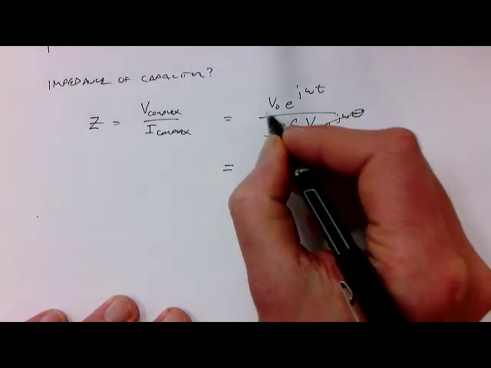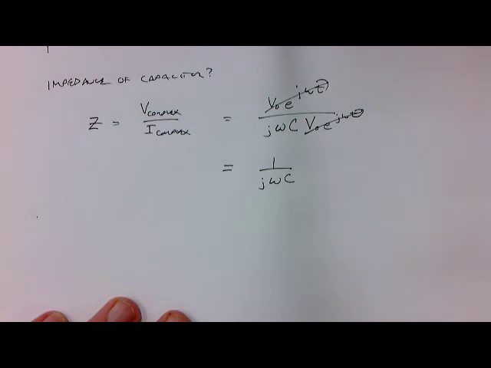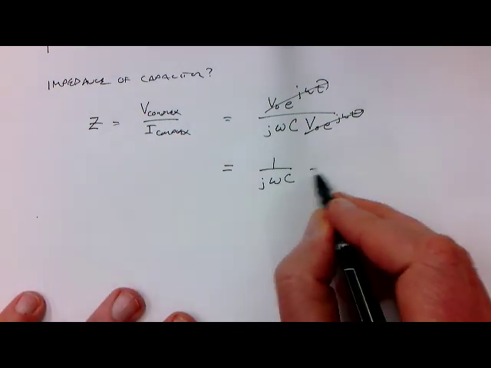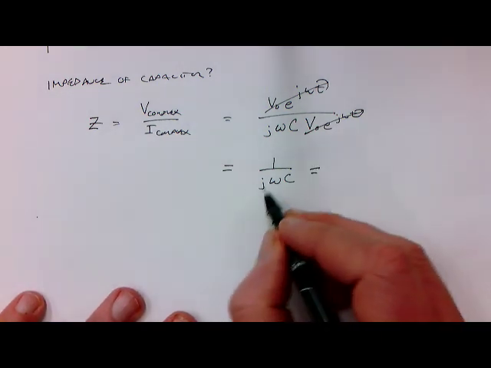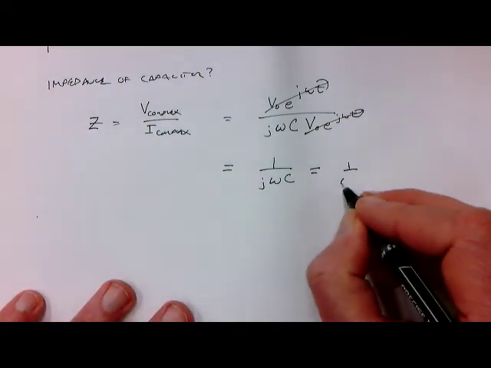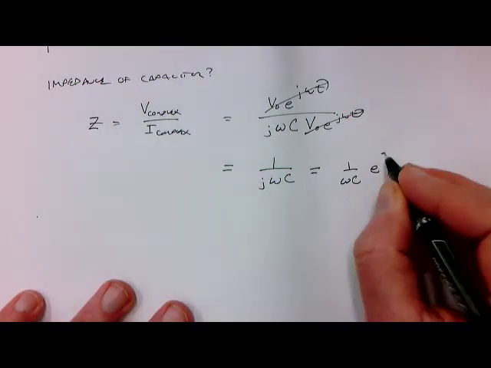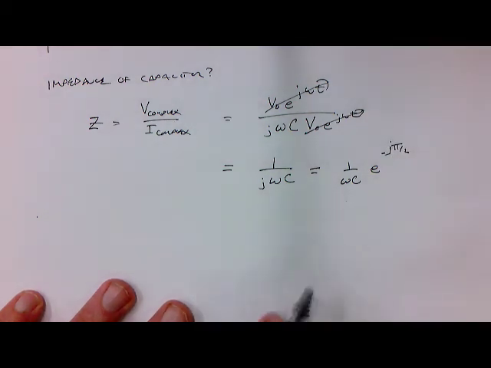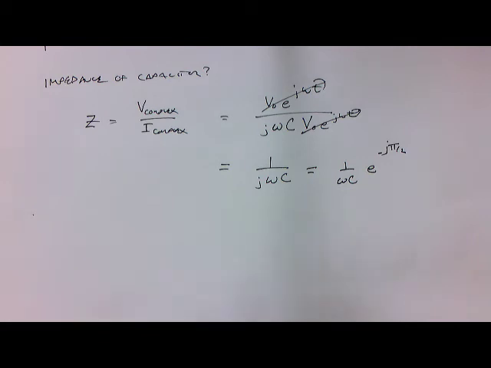Because all this cancels out, all that cancels out, okay? So what does that actually mean, that it's 1 over j omega c? Well, a different way I could write that is to write this 1 over j as a phase. So I could also write this as 1 over omega c times e to the minus j pi over 2, right? Because 1 over j is negative j, which is e to the minus j pi over 2.